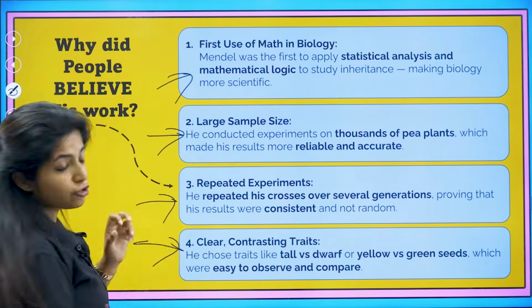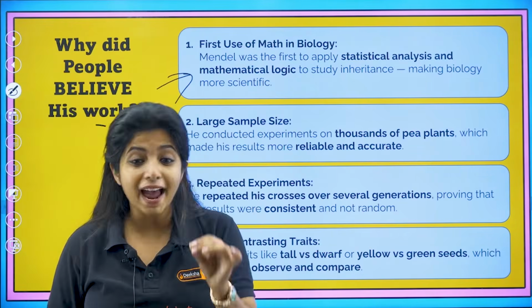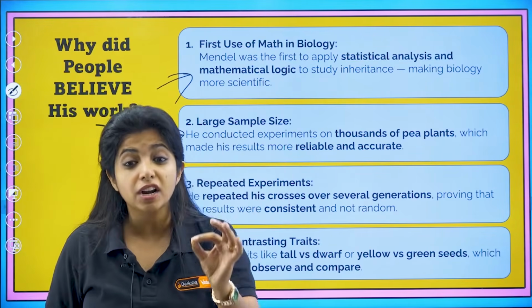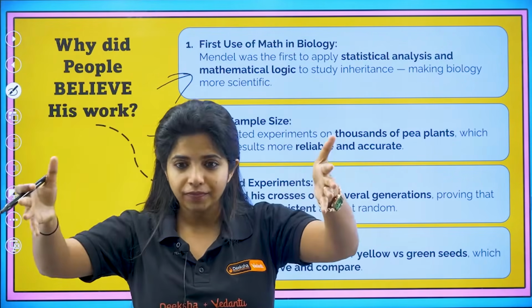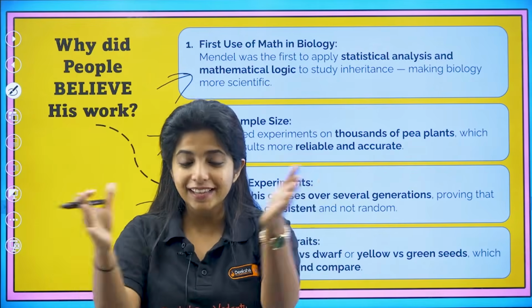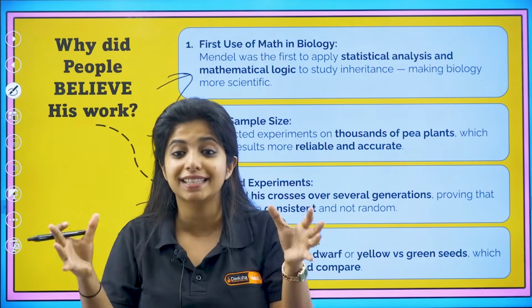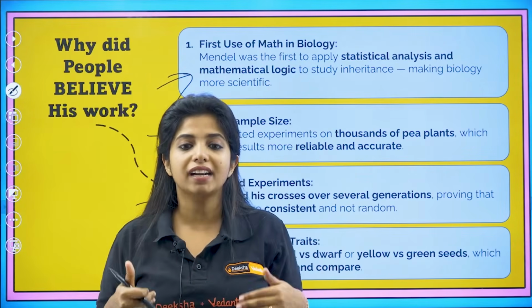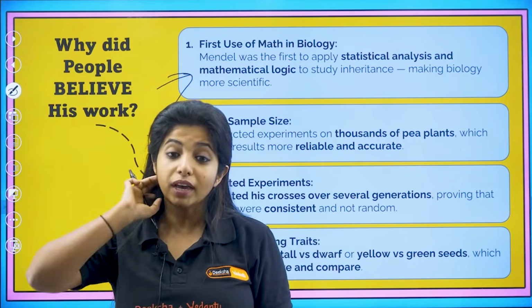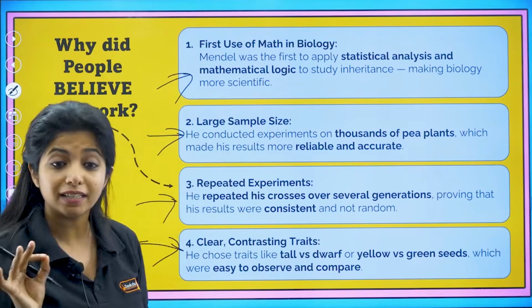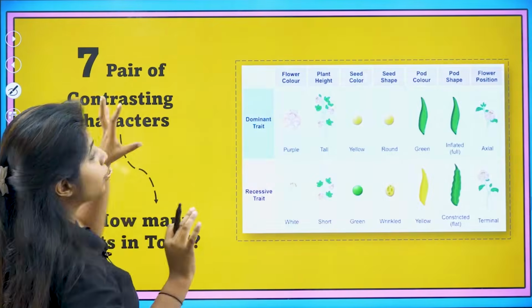And then the fourth and the most important thing, he used a plant which had clear and contrasting traits. What do you mean by that? Contrasting traits as in they are opposite. For example, violet and white. These are opposite and I can clearly see it. Now, if I do the experiment on that, I'll be able to understand that it can be white or probably violet. So there were 7 contrasting characters which he took and you need to remember all of them.